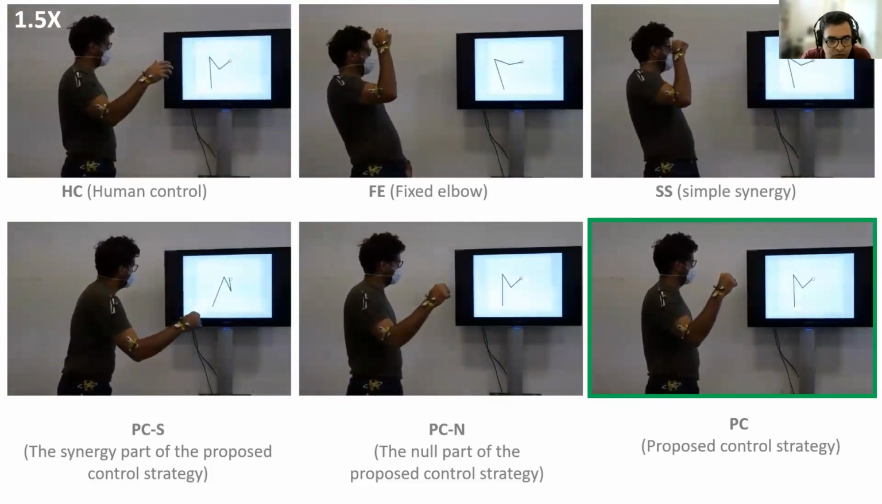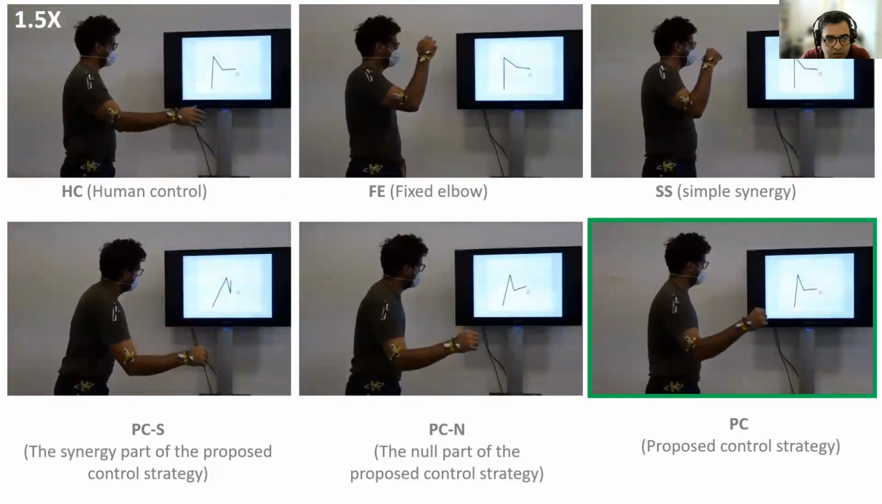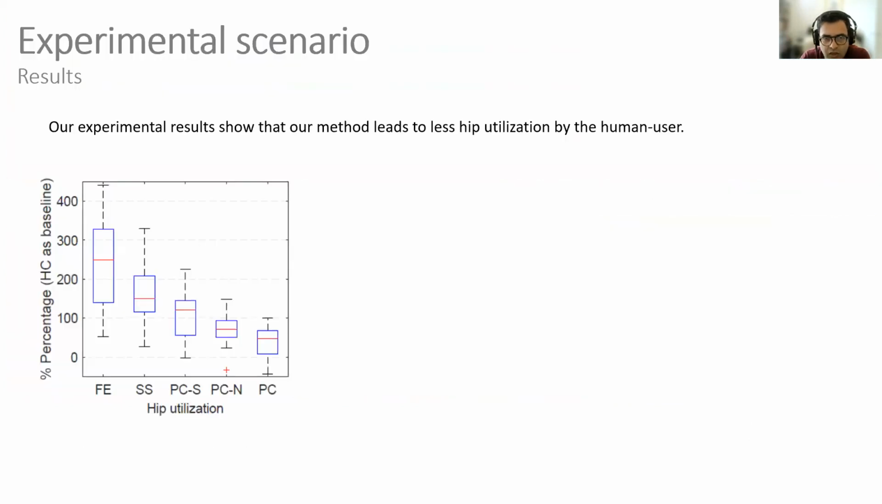I did this for 10 subjects, and so I get some statistics. I analyzed a lot of metrics, but the only metric that gave me something concrete and positive was the hip utilization. I computed this with a baseline of the case where the human controls all three joints. First we see that synergy is already improving over the fixed elbow, but the control that we propose here really reduced the hip utilization.